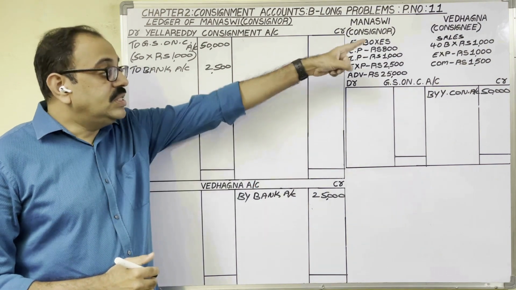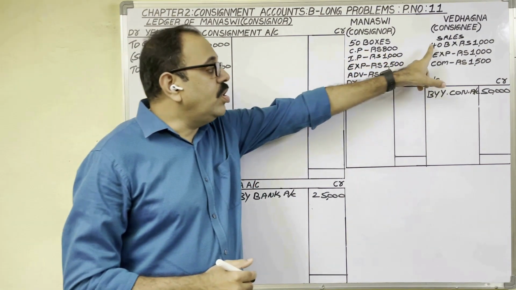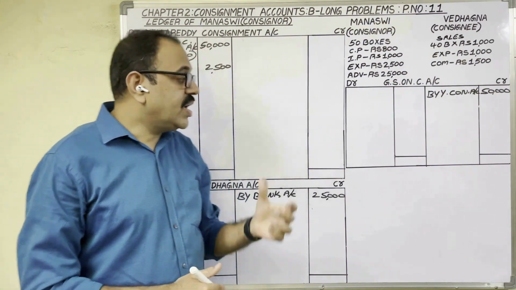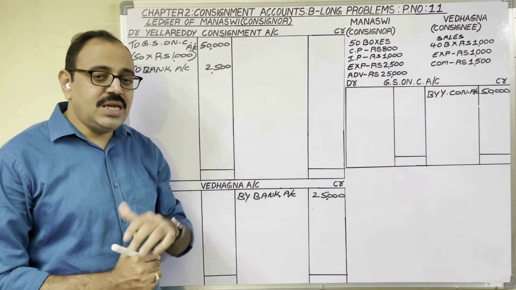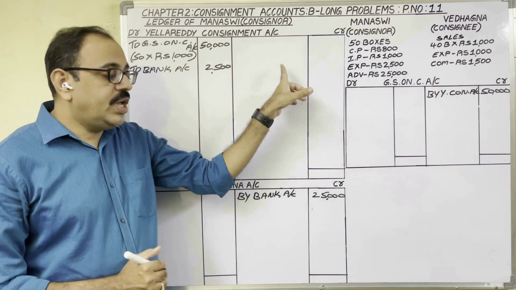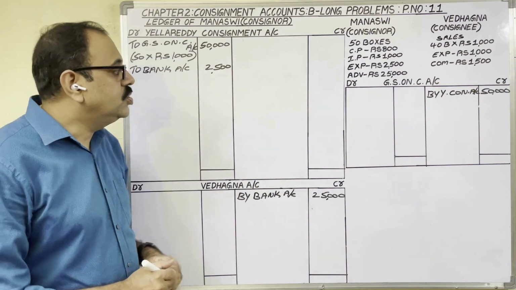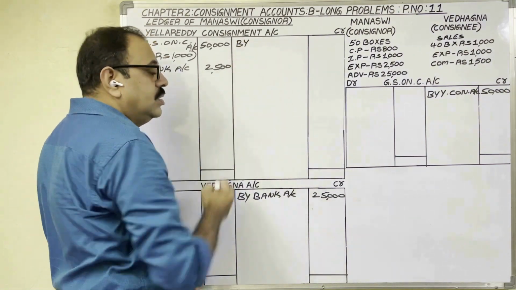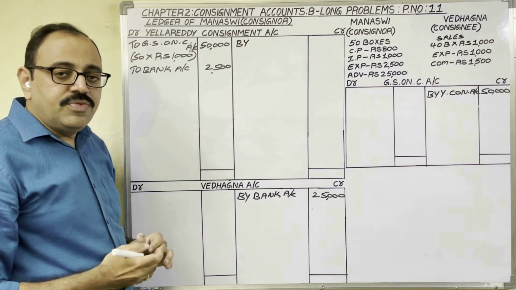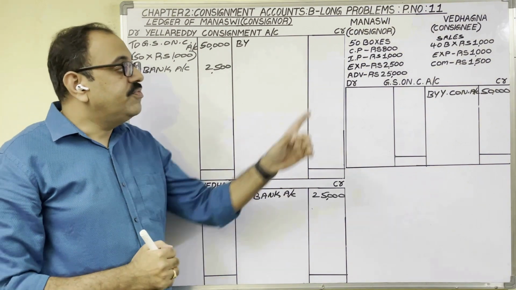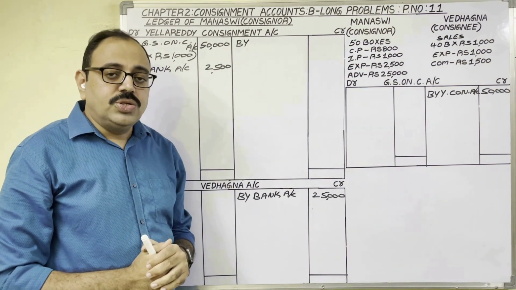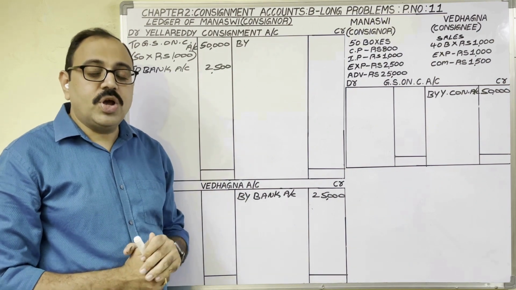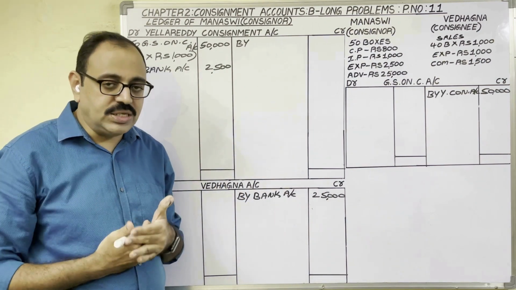Next, come to sales. Consignee sold 40 boxes at the rate of 1000 rupees each. So for consignment business, sale is an income. So incomes are to be credited to consignment account. So on the credit side we should write. By what to write? This income, from whom should we receive? From consignee.